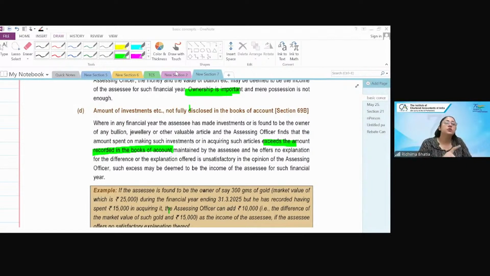So what are the undisclosed sources of income? One is cash credit, one is unexplained investment, one is understated investment, one is unexplained expenditure, one is undisclosed investments not in the books of accounts, and last is amount borrowed or repaid on Hundi, other than by account payee cheque.